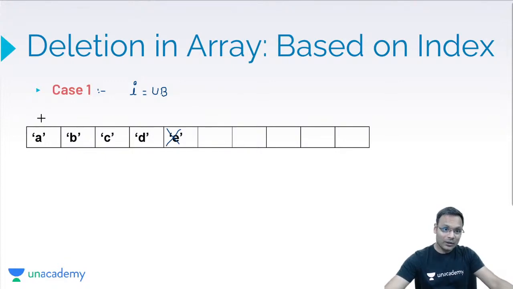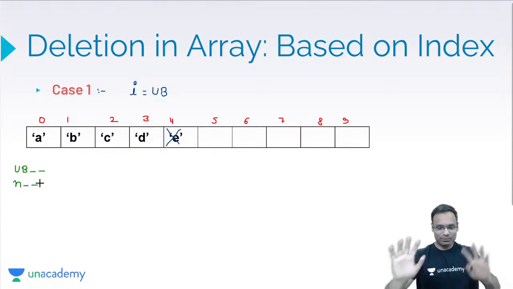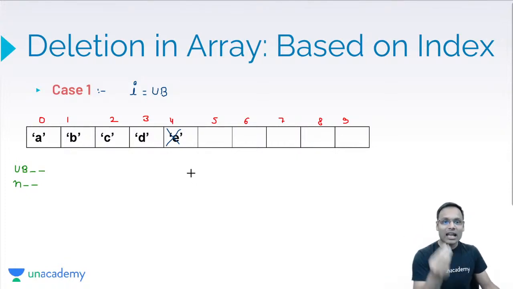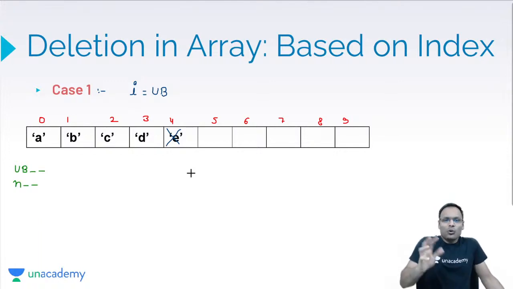Right now indexes are 0, 1, 2, 3, 4, 5, 6, 7, 8, 9. I'll have to delete this particular element. In that case, I'll have to do just one thing, which is upper bound minus minus and n minus minus. बस. That's it. Why? सबसे last वाला element जो delete कर रहे हैं, we are deleting the very last element. So I don't have any problem.